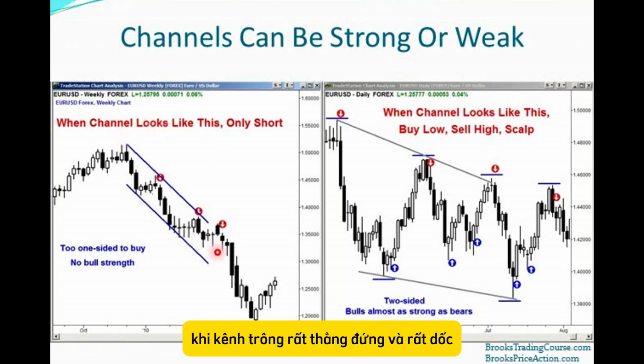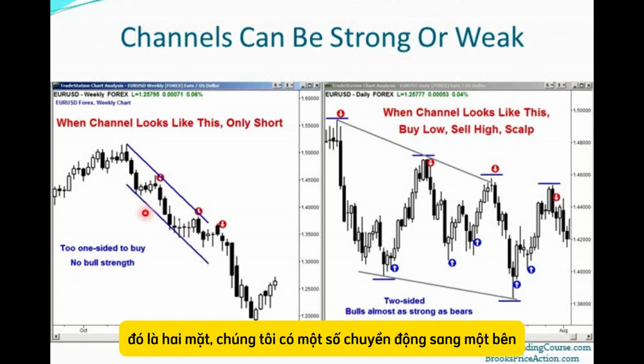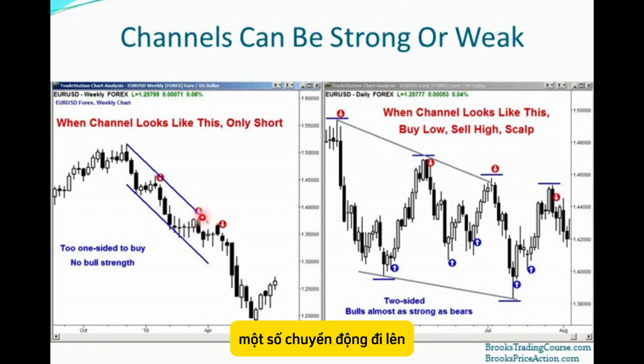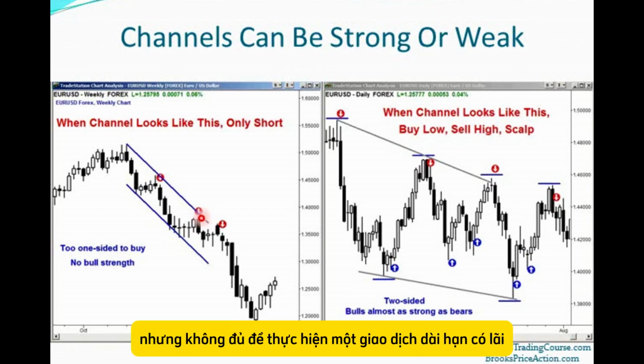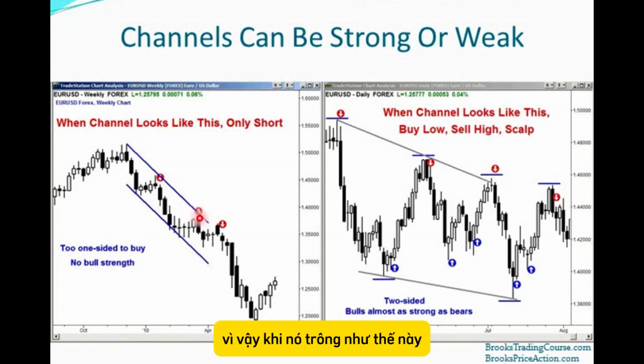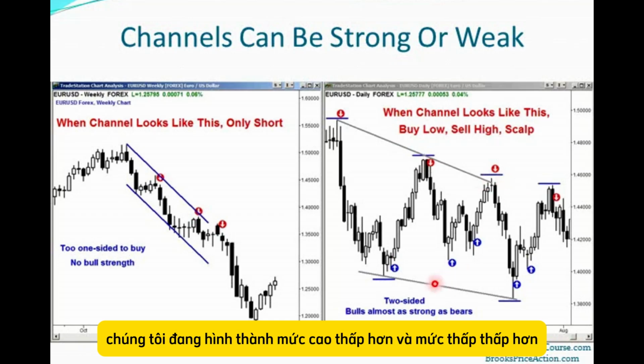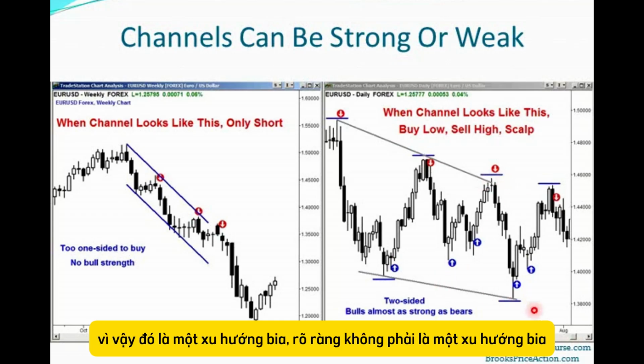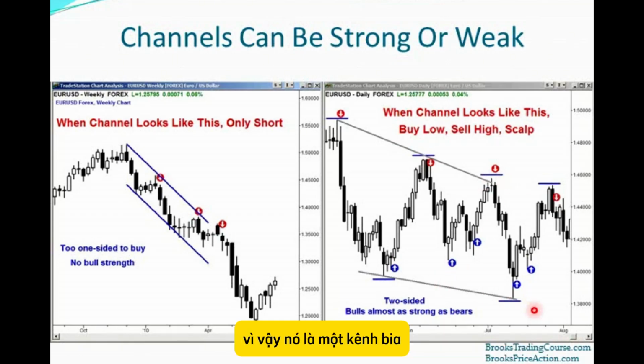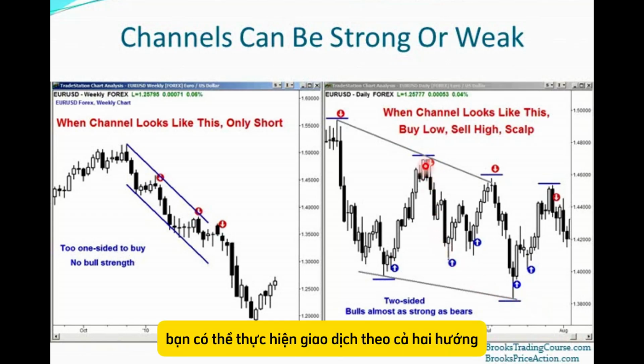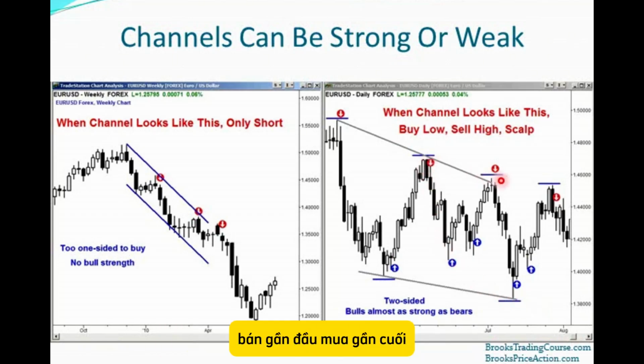When the channel looks very vertical and very steep with very small pullbacks, it's one-sided. We have some sideways motion, some upward motion, but not enough to make a profitable long trade. So when it looks like this, only trade in the direction of the trend, only sell. On the other hand, when it looks like this, we're forming lower highs and lower lows, so it's a bear trend. It's obviously not a bear spike, so it's a bear channel. You can take trades in both directions. Sell near the top, buy near the bottom.